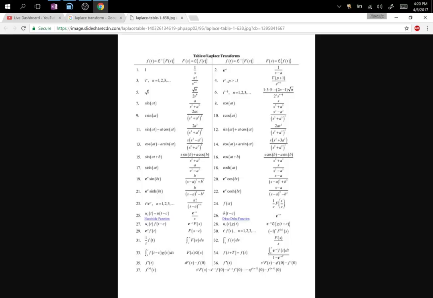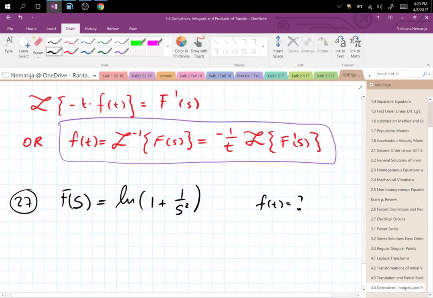If you see our problem, the first column is f of t, the second column is F of s, right? Now look at our F of s. F of s is equal to ln of stuff. So you don't get to use the chart because it's not on the chart. So what we can do is, your f of t, which is what you need to find, is negative 1 over t times the Laplace of the derivative of this, which kills ln.